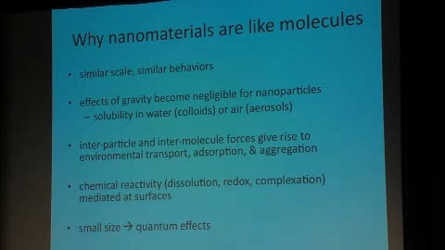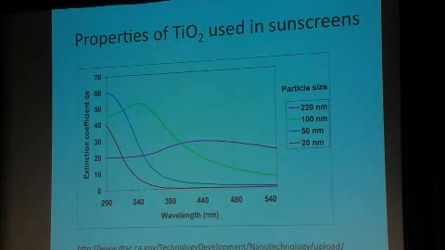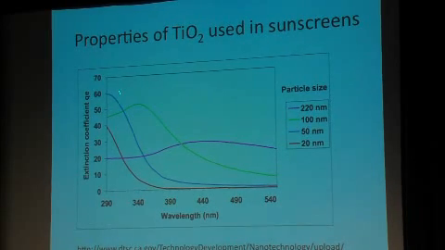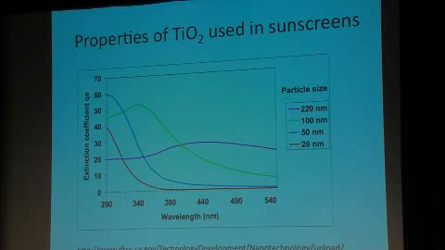Nanoparticles also, at small sizes, begin to show quantum effects, again, like molecules. Unlike molecules, those quantum effects can be tuned by tuning the size of the particle. So for example, for titanium dioxide that's used in sunscreens, the particle size is correlated very strongly to the absorption spectrum of the particles. Smaller particles, you have a smaller box to put your electrons in, higher energy transitions, and therefore absorption of higher energy light.